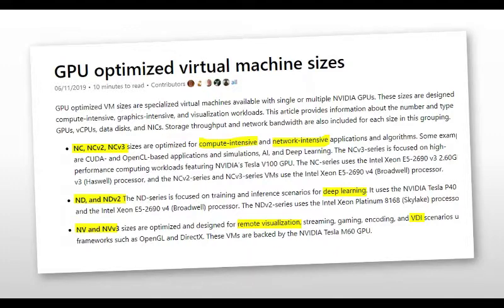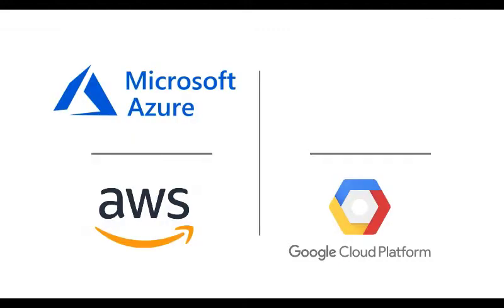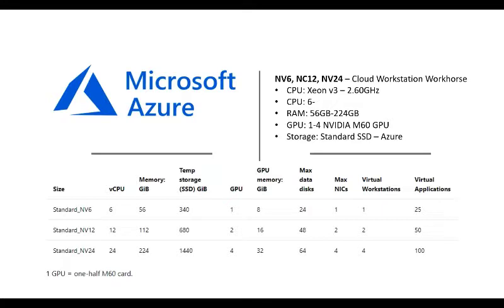So keep in mind, for all the vendors, they have a ton of different GPU options, but not all of these GPU options apply to what we have in mind with end user computing, with VDI and remote desktop service, session host, and the likes. Alrighty, let's focus right now on Azure. So the workhorse, the cloud workhorse, is an NV6 or an NV12. I see a typo here, or an NV24.